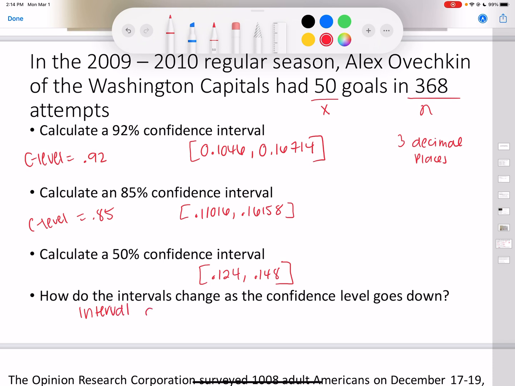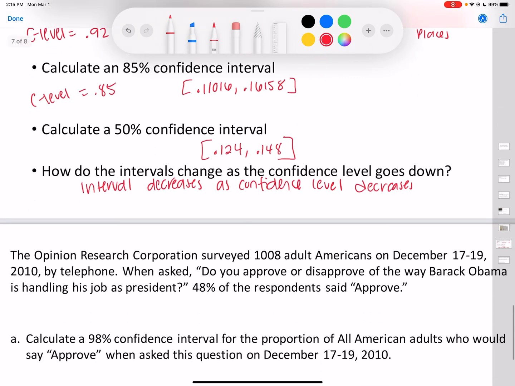So my interval decreases as confidence level decreases. And that's because I might be getting closer and closer and closer to what I think is the actual value, but I'm not really confident on that single value estimate.